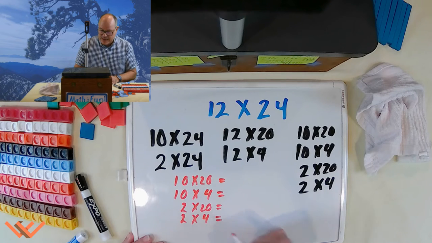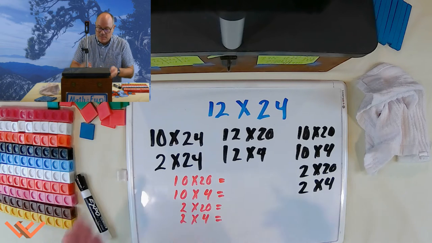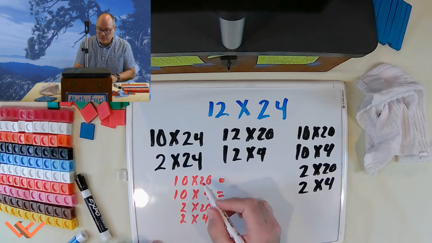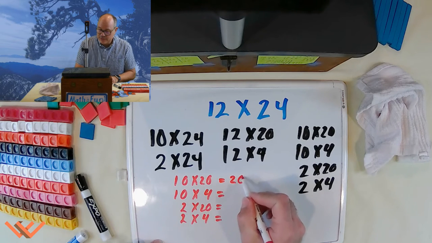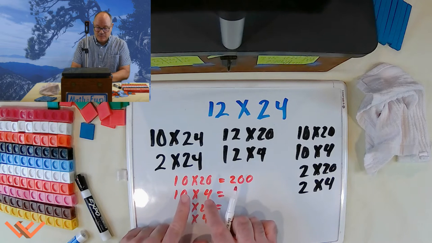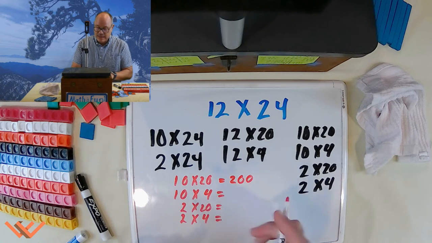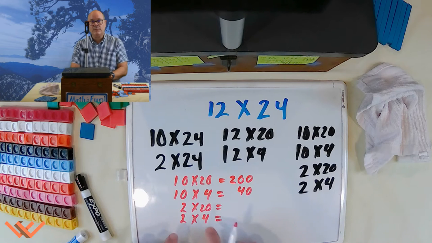Let's just do this, 10 times 20. That's 2 tens times 1 ten, which is 2 hundreds. I have 2 zeros there, so that's 200. Easy peasy. 4 times 1 ten, so that's going to be 4 tens, which is 40.